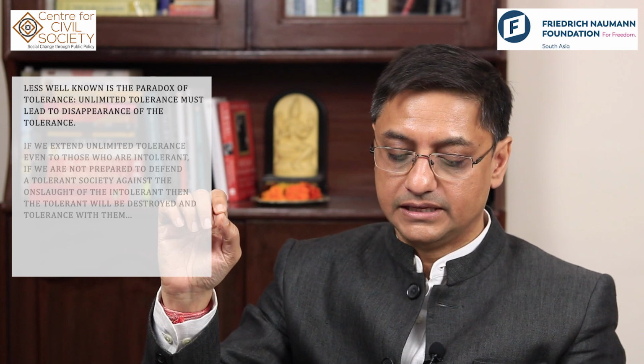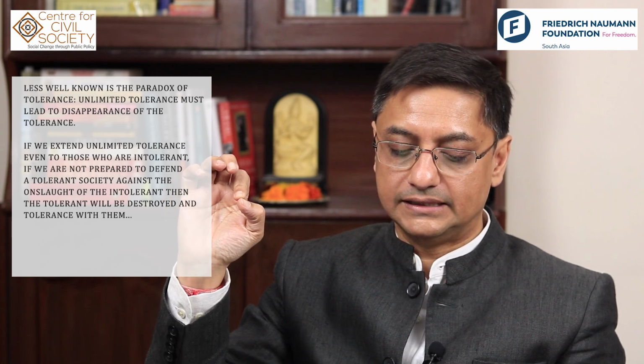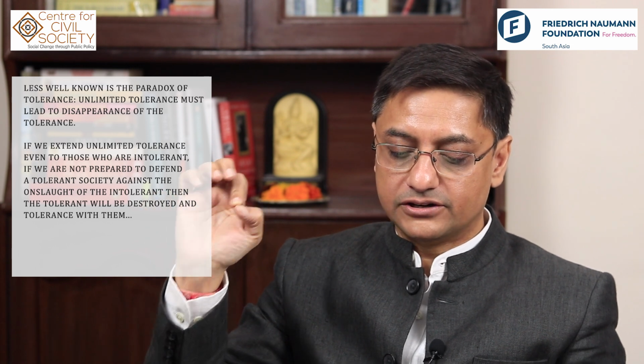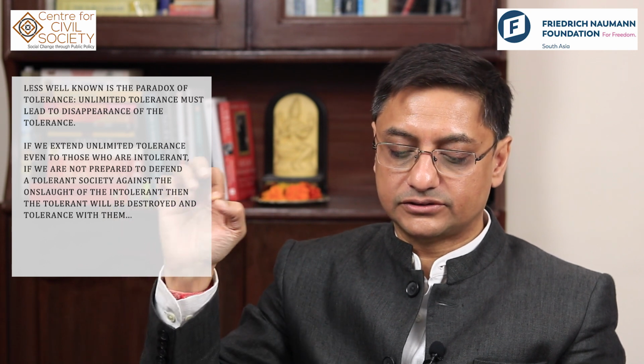So I'm going to now read some of what he means by the paradox of tolerance. Karl Popper says, less well known is the paradox of tolerance. Unlimited tolerance must lead to the disappearance of tolerance. If we extend unlimited tolerance even to those who are intolerant, if we are not prepared to defend a tolerant society against the onslaught of the intolerant, then the tolerant will be destroyed and tolerance with them.